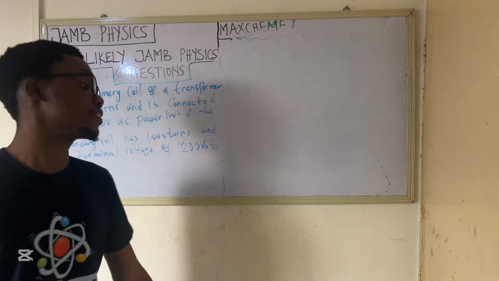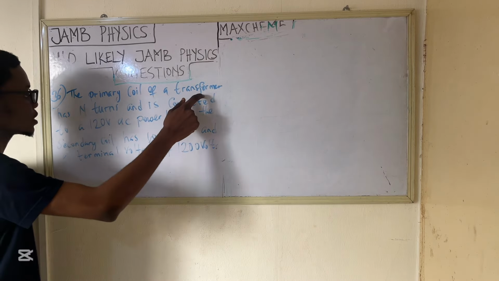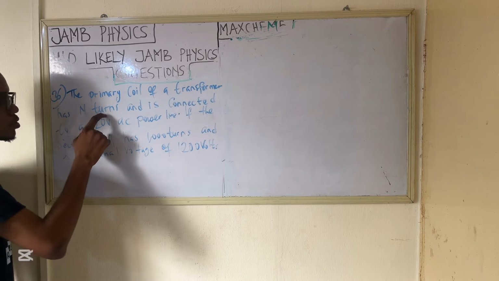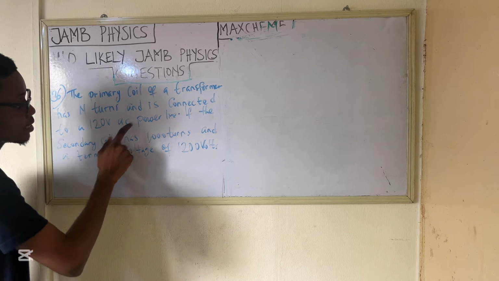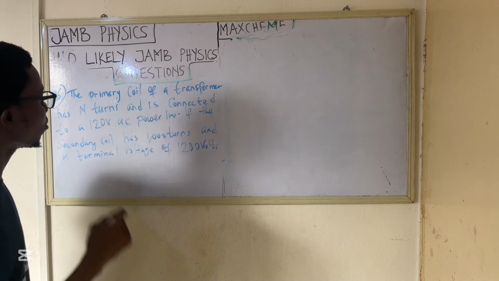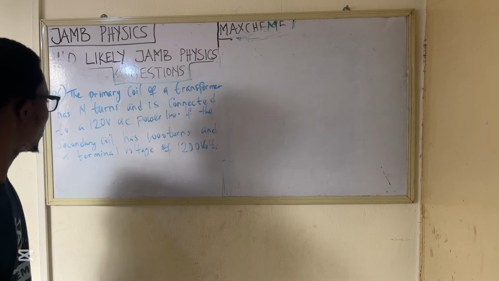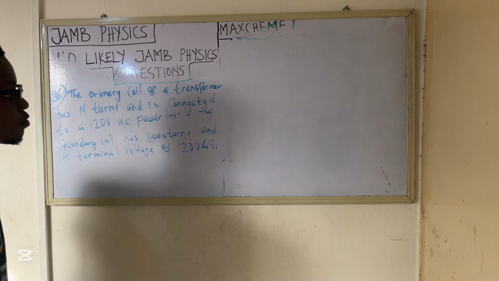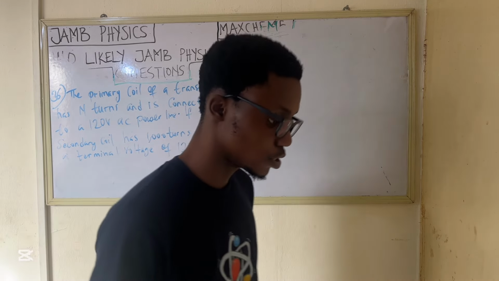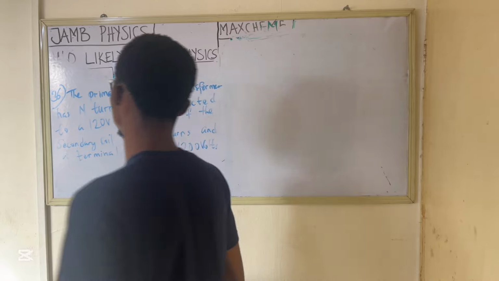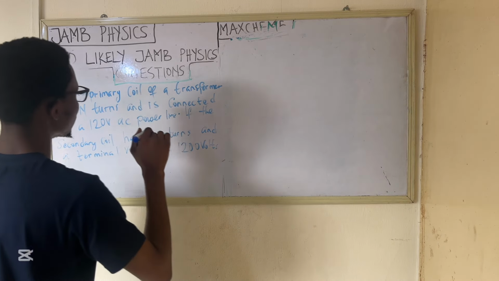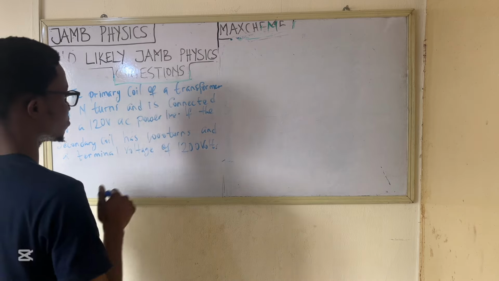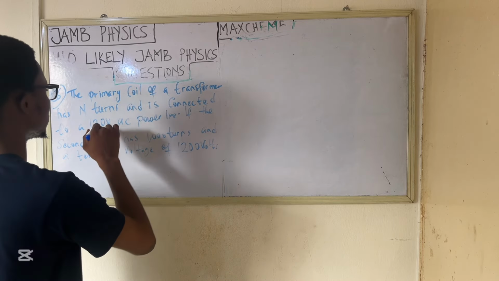Question 36. The primary coil of a transformer has N turns and is connected to a 120 volt AC power line. If the secondary coil has 1000 turns and a terminal voltage of 1200 volts, that means you are asked to look for this N, the number of turns that the primary coil has. So let's look at this N turns.